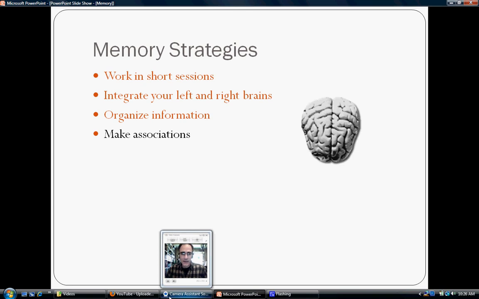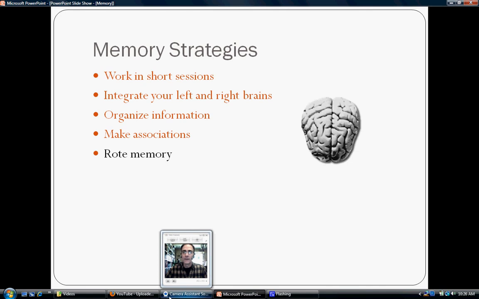And make associations. One of the most powerful memory devices is to associate something you're learning with something you already know. When we get into mnemonic devices, I'm going to talk about this more specifically. Or every time you're in class and you go, oh, that reminds me of a time when, you've made an association. In reading strategies, we call this make connections.